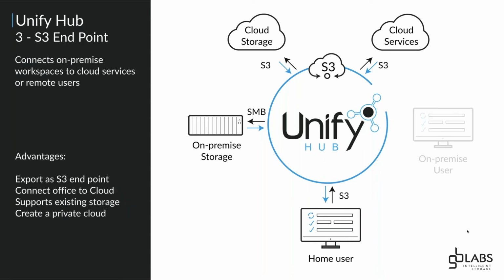The third part, or the third pillar, is an S3 endpoint. What Unify Hub is able to do is to take an SMB SharePoint, and this could be from another NAS, doesn't necessarily need to be a GB Labs product. We can take a regular SMB SharePoint, and we can then present it as an S3 endpoint through the Unify Hub.